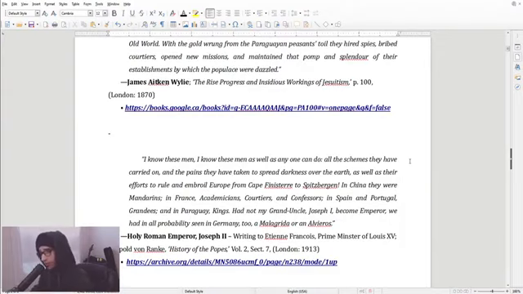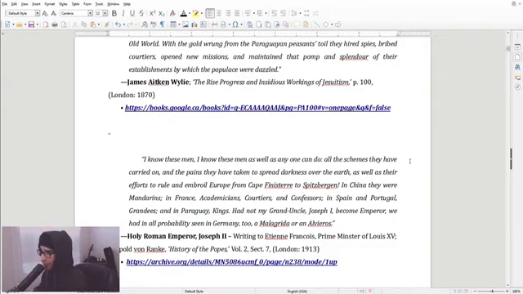So check this. This is what he says. I know these men as well as anyone can do. All the schemes they have carried on and the pains they have taken to spread darkness over the earth, as well as their efforts to rule and embroil Europe from Cape Finisterre to Spitzbergen. In China, they were mandarins. In France, academicians, courtiers, and confessors. In Spain and Portugal, grandees. And in Paraguay, kings. Had not my granduncle Joseph I become emperor, we had in all probability seen in Germany too, a Malagrida or an Alvieros.